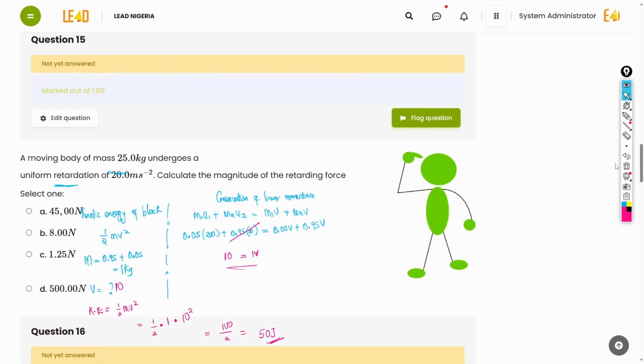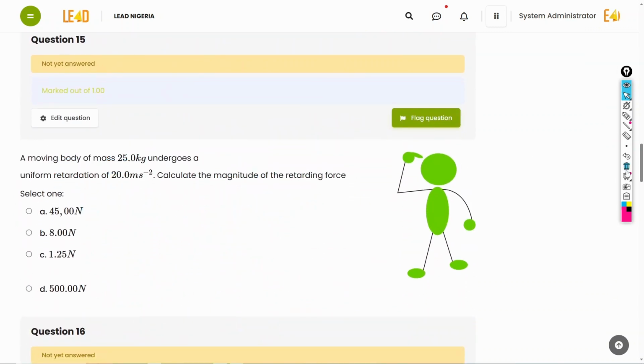All right, question 15. A moving body of mass 25 kg undergoes a uniform retardation of 20 meters per second squared. Calculate the magnitude of the retarding force. So this is Newton's second law, that's F is equal to ma. That will just be equal to 25, the mass, times the deceleration, that's minus 20. So just ma.